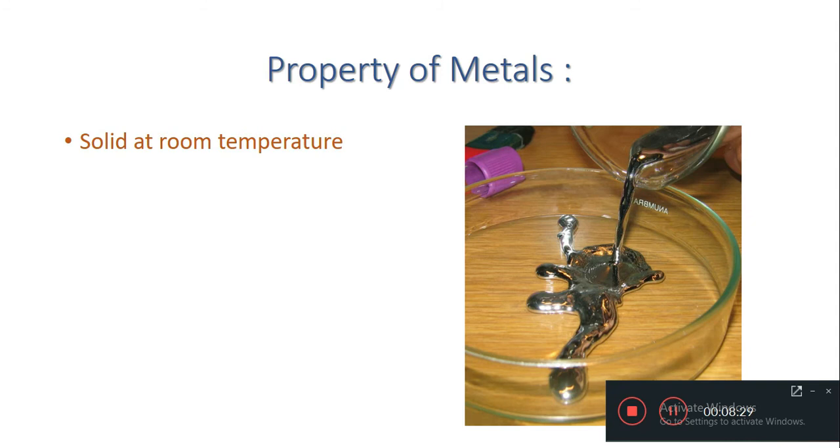Then we have one special property of metal. We say metals are solid at room temperature. However, not all metals are solid at room temperature. We have mercury, which is in liquid form at room temperature. So normal room temperature will cause mercury to be in this form. But a normal room temperature cannot cause any other metal apart from mercury to be in this form. It will surely be in a solid form.